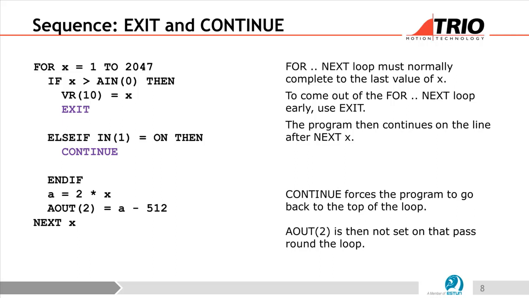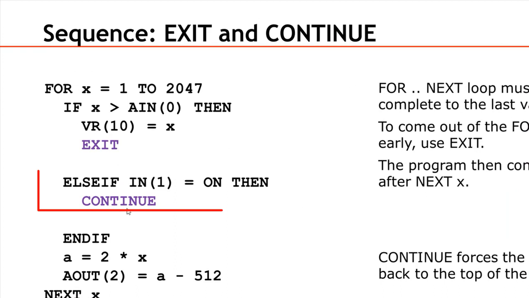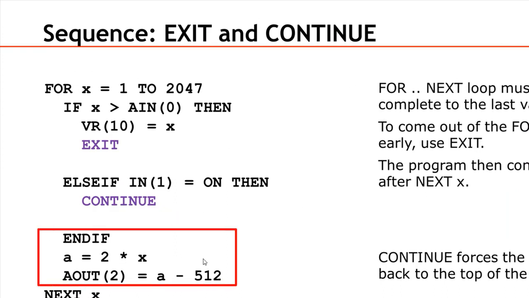Okay, and CONTINUE actually forces the program to go back to the top of the loop. Alright, so you can see here, if input 1 is on, then do a CONTINUE, and then the output 2 is not set on that pass round of the loop.